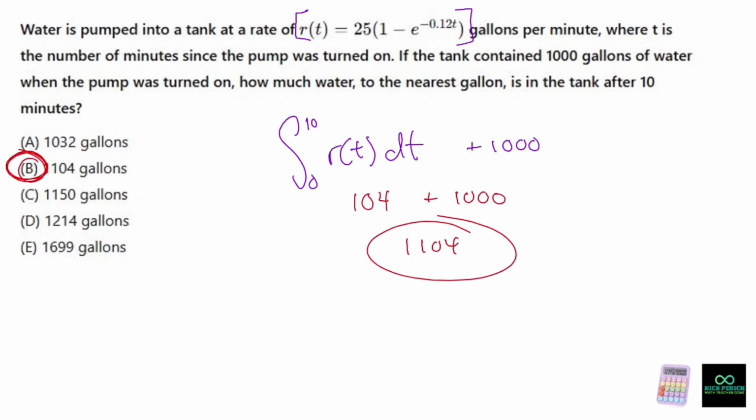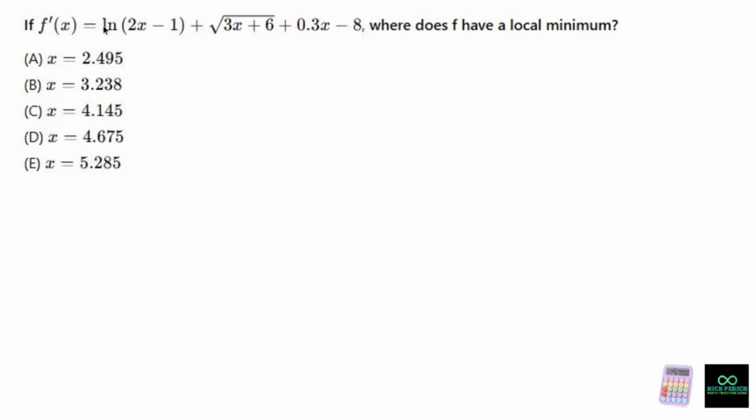Fun stuff. If f prime of x equals ln of (2x minus 1) plus the square root of (3x plus 6) plus 0.3x minus 8, where does f, the original f, have a local minimum? So this is what we're looking for.